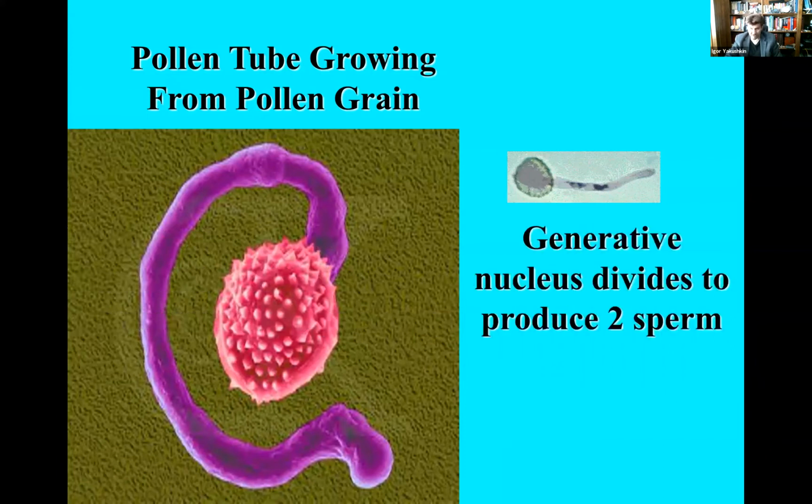So here we have a microphotograph of a pollen grain, the tube, and this is sperm number 1, sperm number 2. 2 sperm are essential, okay? 2 sperm, very important.